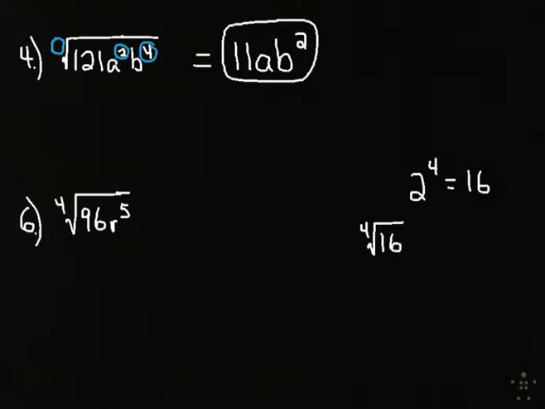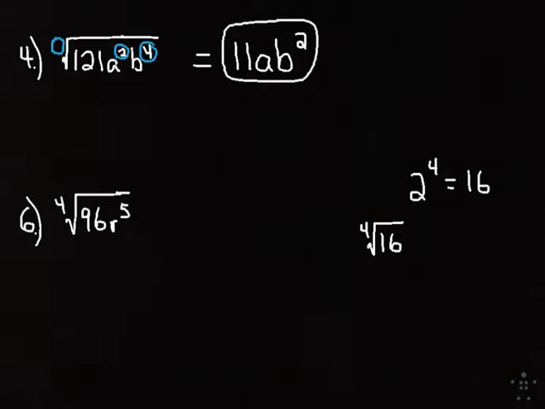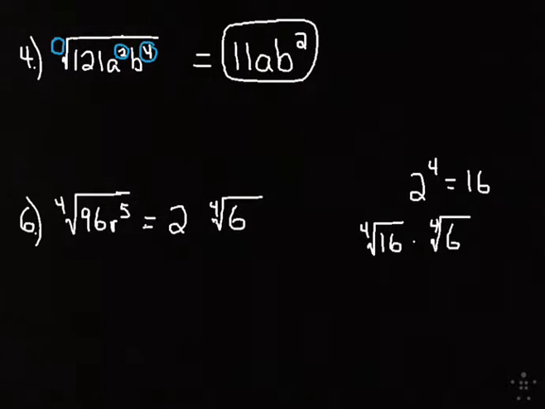That's 2. Now, if you take 96 and divide it by 16, guess what you get? You get a whole number. You get 6. 6 times 16 is 96. That means this right here is really 2 times the 4th root of 6. 2 times the 4th root of 6. I simplified over there on the side.